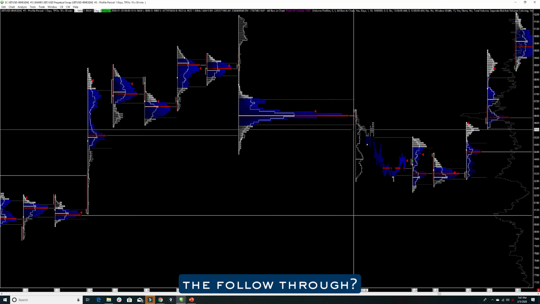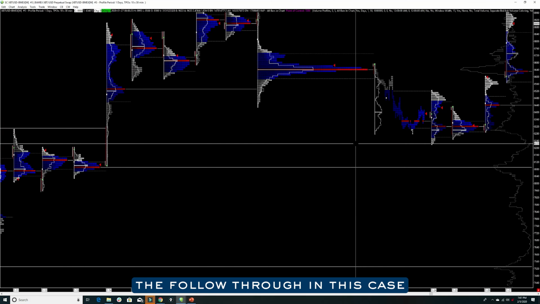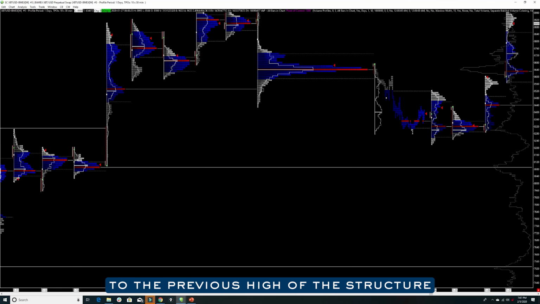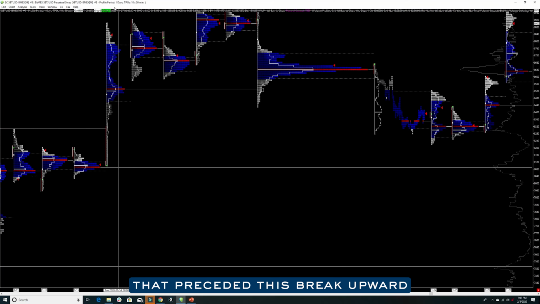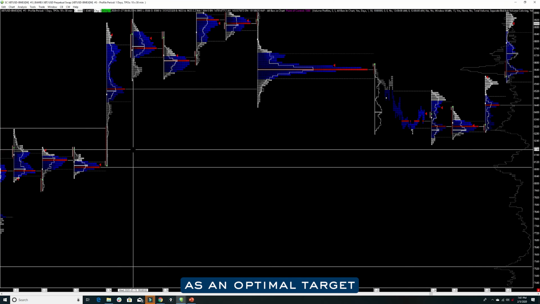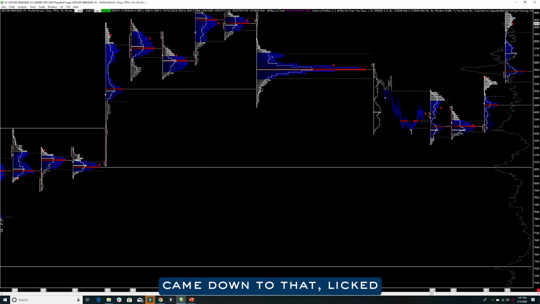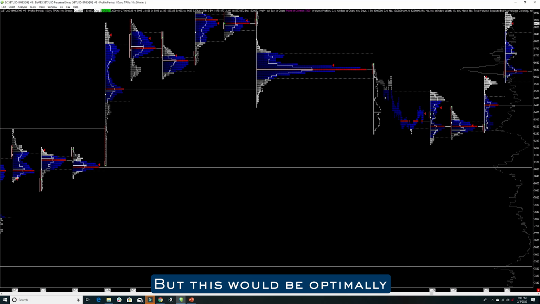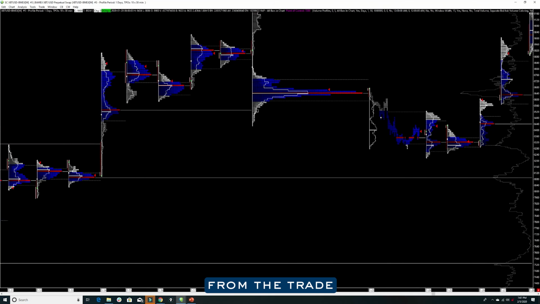And where would we expect the follow through? We would expect the follow through, in this case, to the previous high of the structure that preceded this break upward. So we're looking at right around down here as an optimal target. All right, and you can see that the market actually came down to that, licked that area, spent a little bit more time there, but this would be optimally where we would take profit from the trade.